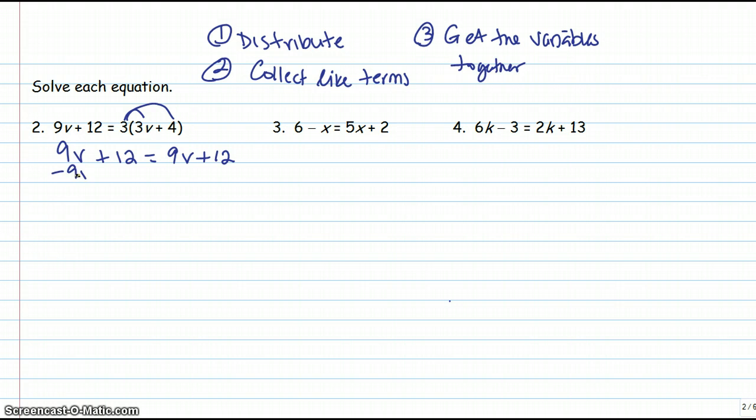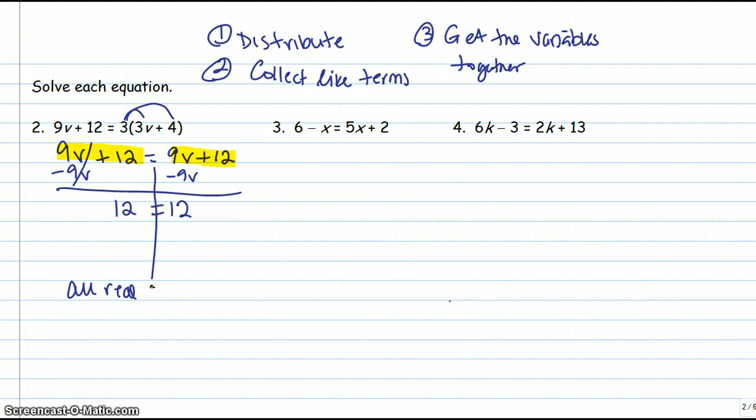So I would subtract 9V on both sides of the equation. That'll leave me with 12 equals 12. Hey, wait a minute. That's a little strange. 12 equals 12? Well, if you think about it, isn't that true all the time? Something that comes out true all the time means that these two expressions were equal to each other to begin with. Look at these two: 9V plus 12, 9V plus 12. Of course they're equal to each other. So what we need to do then is say that it is all real solutions. Every number that we plug in for V will make this equation true.